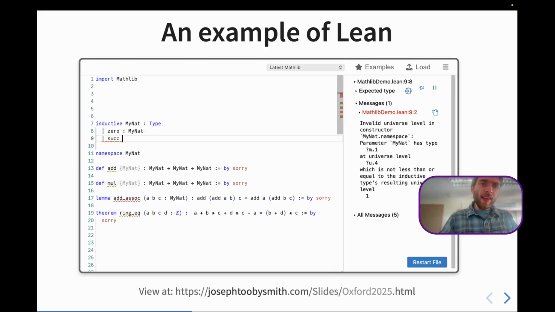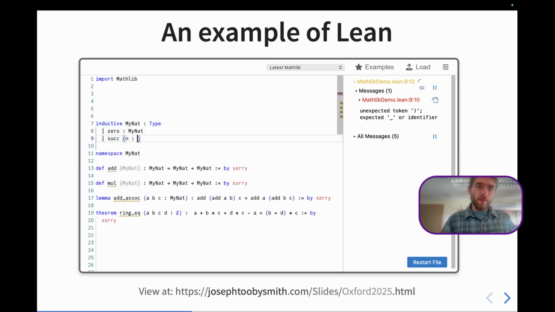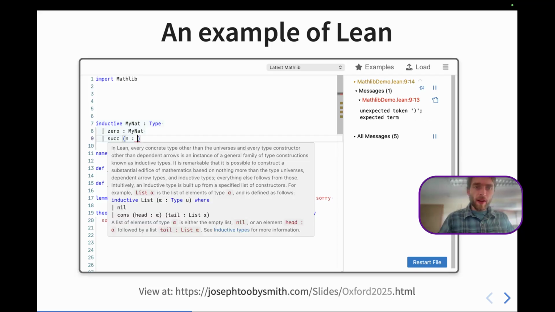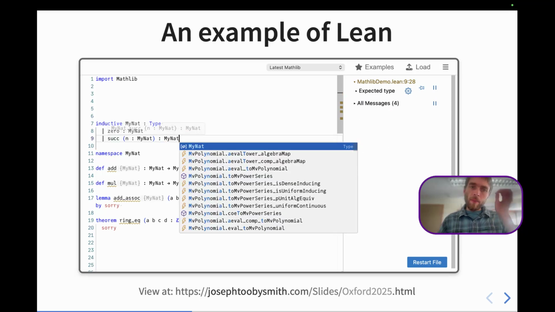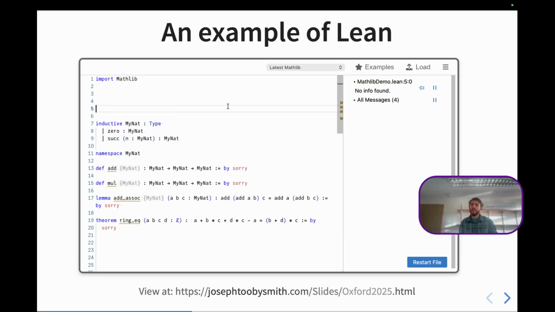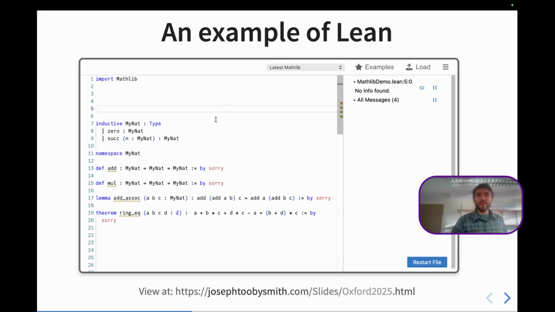So the way that you write this in Lean is you're going to say we're going to make an element of this type, and we're going to call it succ for successor, and we're going to say it takes in a natural number and it spits out a natural number. So the successor of a natural number is basically the same as that natural number plus 1.